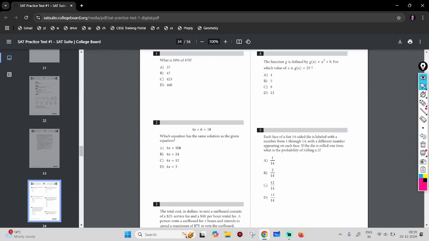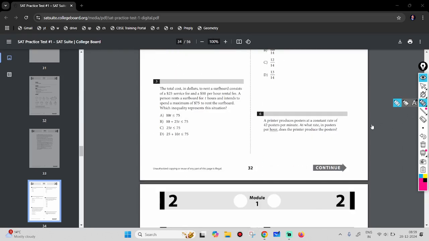Let's go to question number three now. What does it say? The total cost in dollars to rent a surfboard consists of a $25 service fee and a $10 per hour rental fee. The person rents a surfboard for t hours and intends to spend a maximum of $75 to rent the surfboard. We have to show the inequality. The maximum is 75, so obviously the rent we pay will be less than this. Now, what will be the rent?